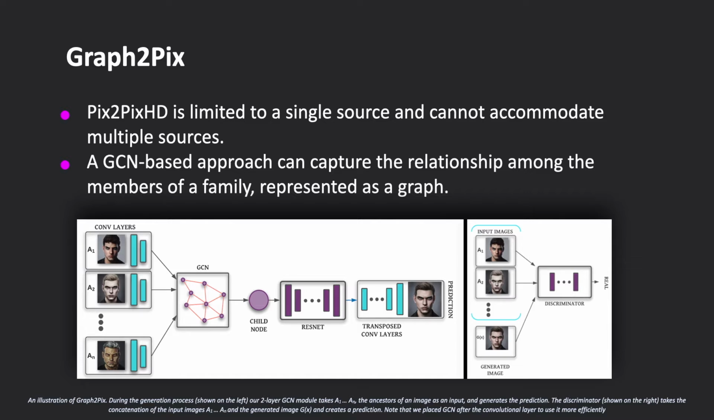The figure below shows the high-level architecture of Graph2Pix. On the left side, there are multiple ancestors labeled with the letter A. These ancestors are encoded and placed as the nodes of the GCN. From the output of the GCN, we take the feature for the child node, pass it through a residual block, and transpose convolutional layers. On the right side, we have the discriminator. Unlike the discriminator of Pix2Pix HD, our discriminator takes the concatenation of multiple ancestor images and the generated image as input, and outputs whether the generated image is fake.